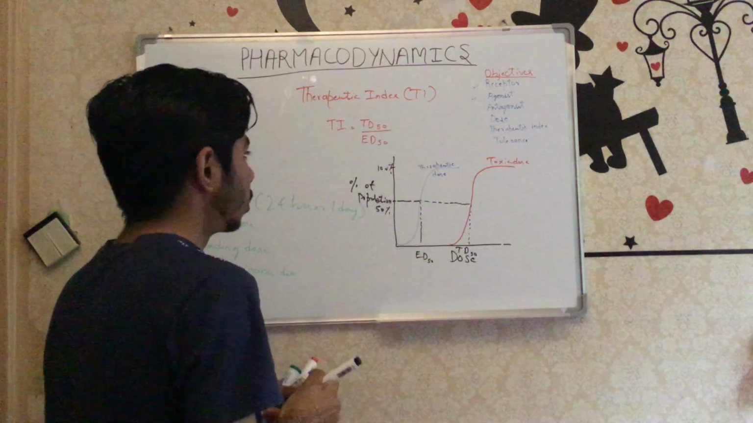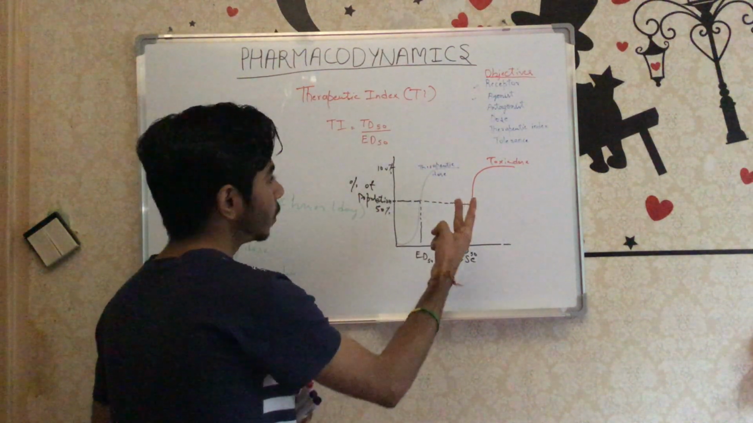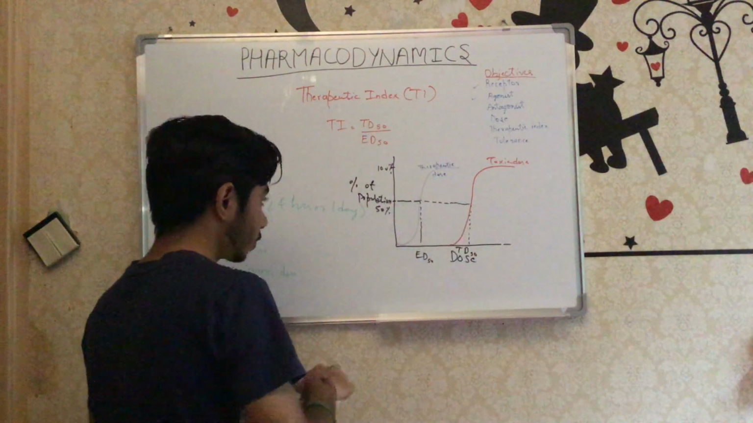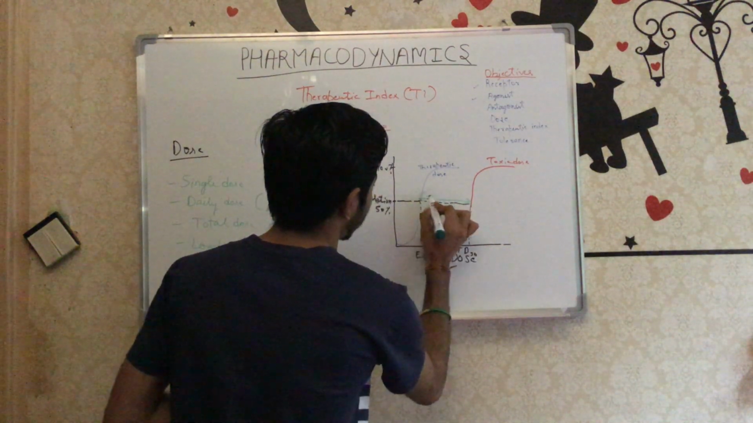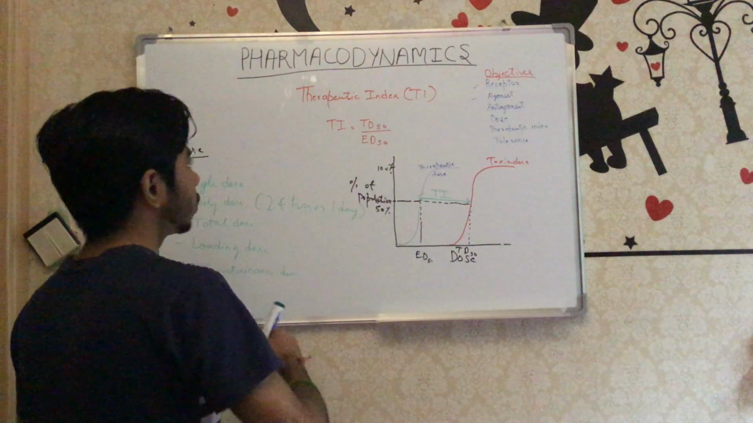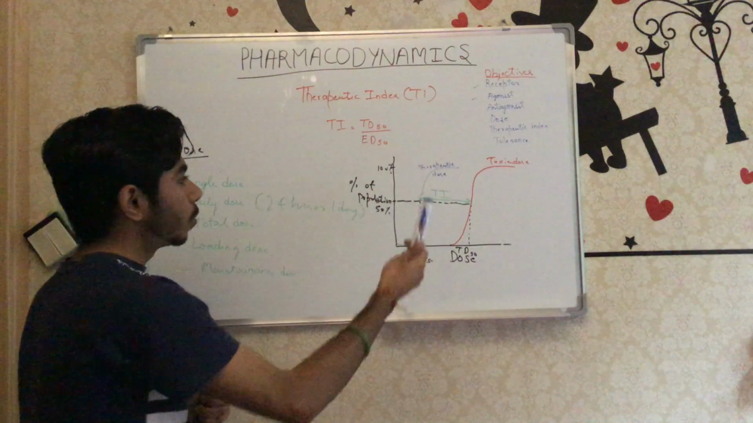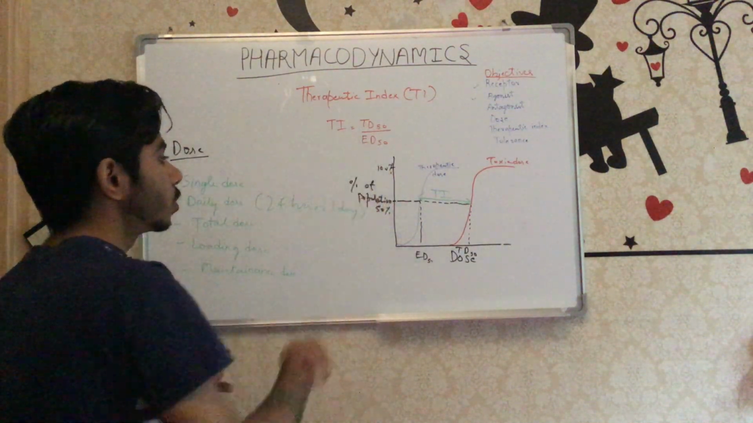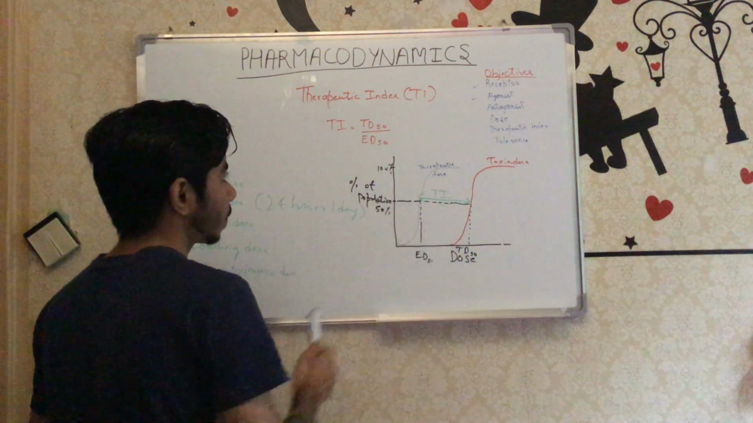So what is therapeutic index? Therapeutic index is the difference between this therapeutic dose and the toxic dose. For example, this one we have therapeutic index. So it is the ratio of the dose which is toxic in 50% of the population, which is this one, to the dose which is effective, which is this one. So it is the comparison between these two terms.